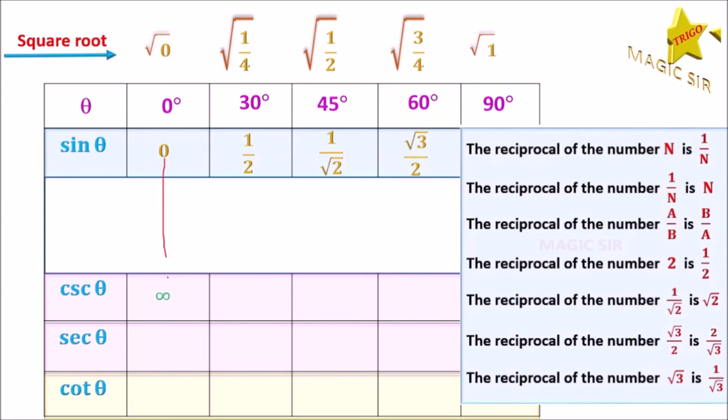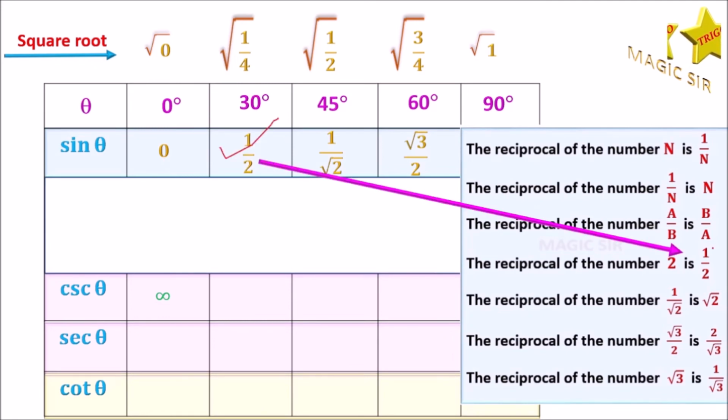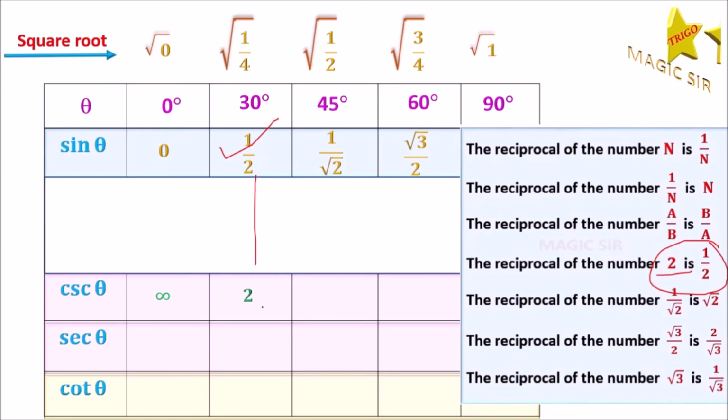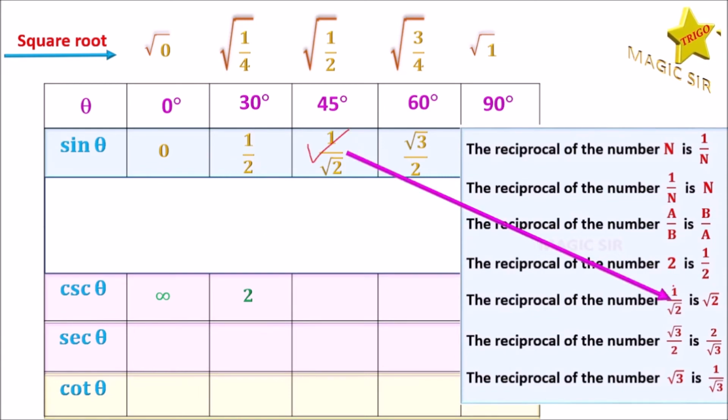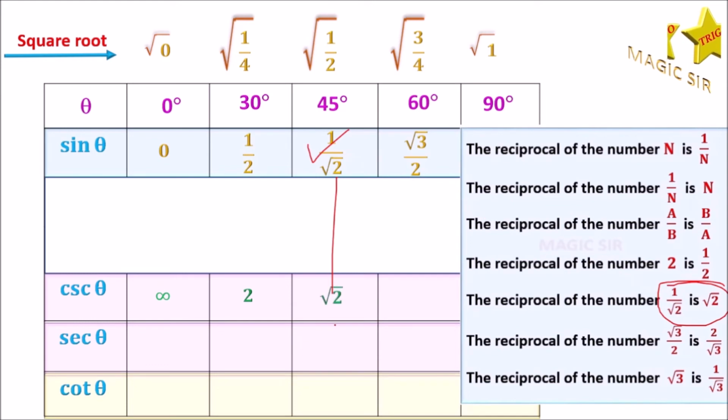For 30 degrees, we have sin theta equal to 1 upon 2, and the reciprocal of 1 upon 2 is 2. So we write cosec 30 degrees is equal to 2. For 45 degrees, we have sin 45 degrees equal to 1 upon root 2. The reciprocal of the number 1 upon root 2 is root 2. So cosec 45 degrees equal to root 2.